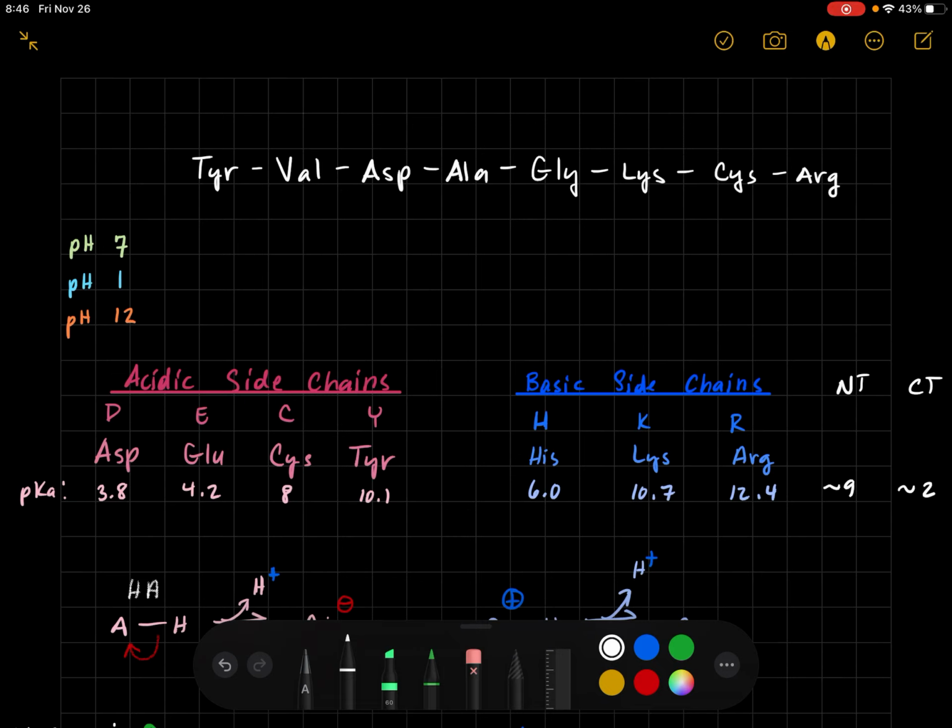This is for the N-terminal amine on the main chain. And this is for the C-terminal carboxylic acid, which I'm going to abbreviate Ca.